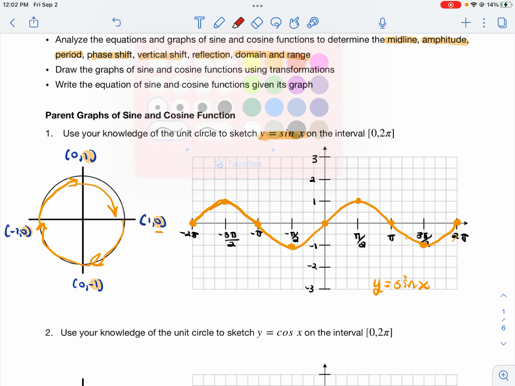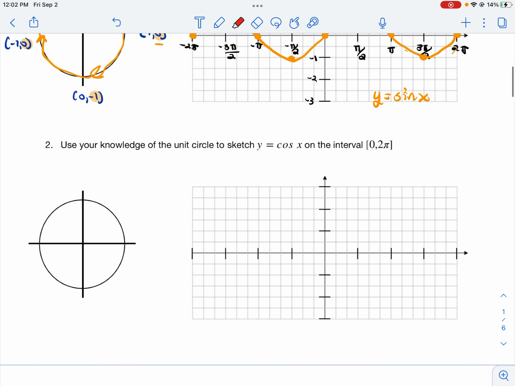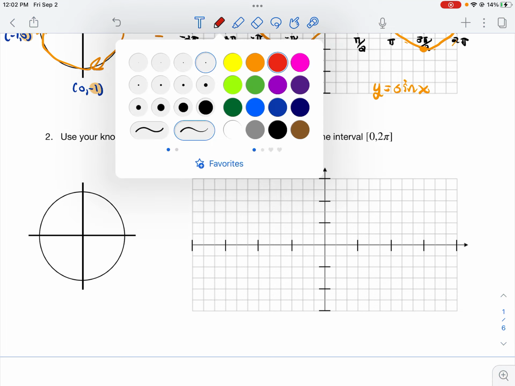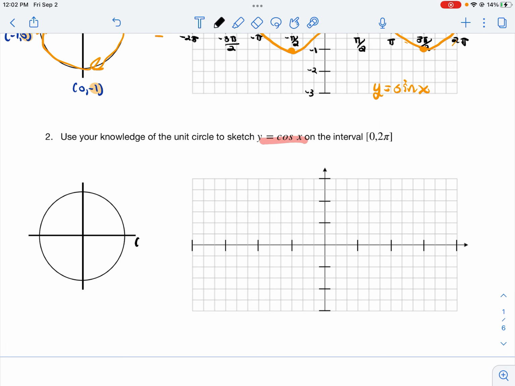Okay, next I'm going to look at the parent graph for y equals cosine of x. And so again, my quadrantal angles: this is the point (1, 0), and this is (0, 1), (-1, 0), and (0, -1). This time we're focusing on cosine, which is our x values at these quadrantal angles.